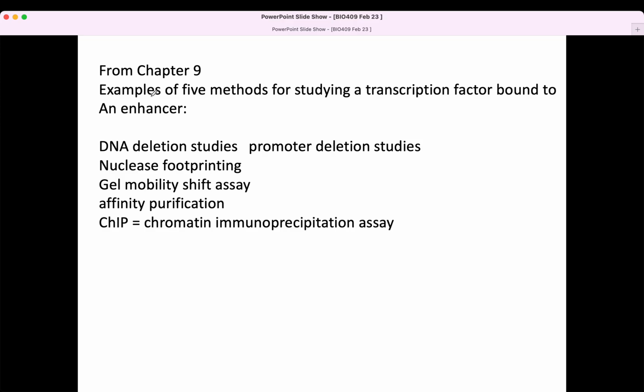Okay, so here's this third piece I want to talk about that's dealt with some in this chapter, and it's examples of how transcription factors and the regulatory region enhancers are studied. And there are a lot of different ways to study them, but we're going to talk about 5 methods, and they're mostly covered in Chapter 9, but we'll talk about them in a series like this, 5 different methods.